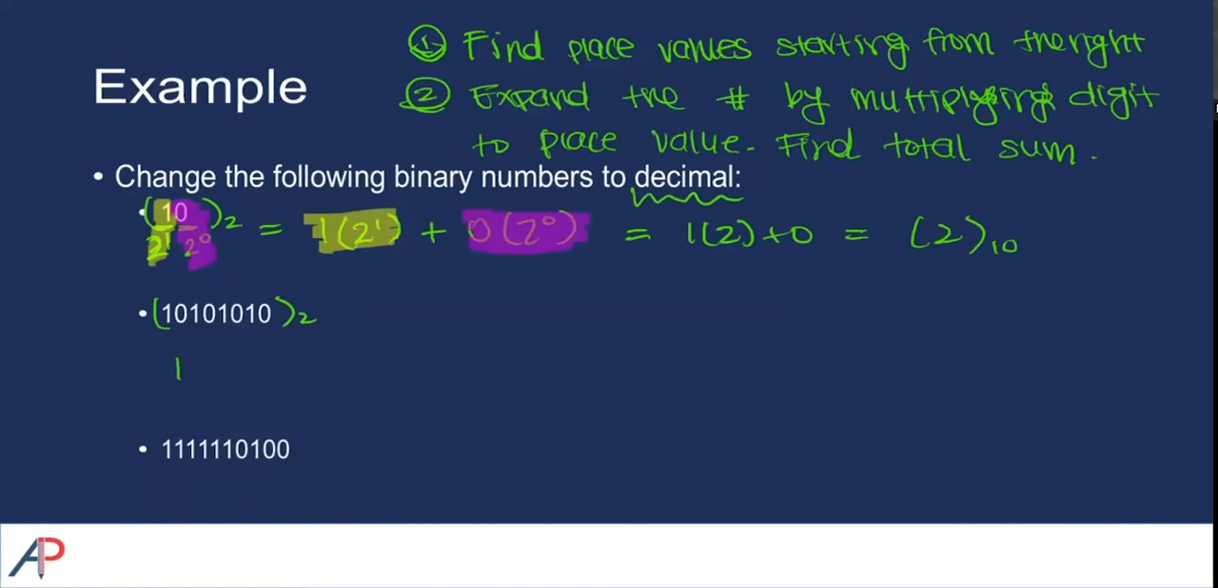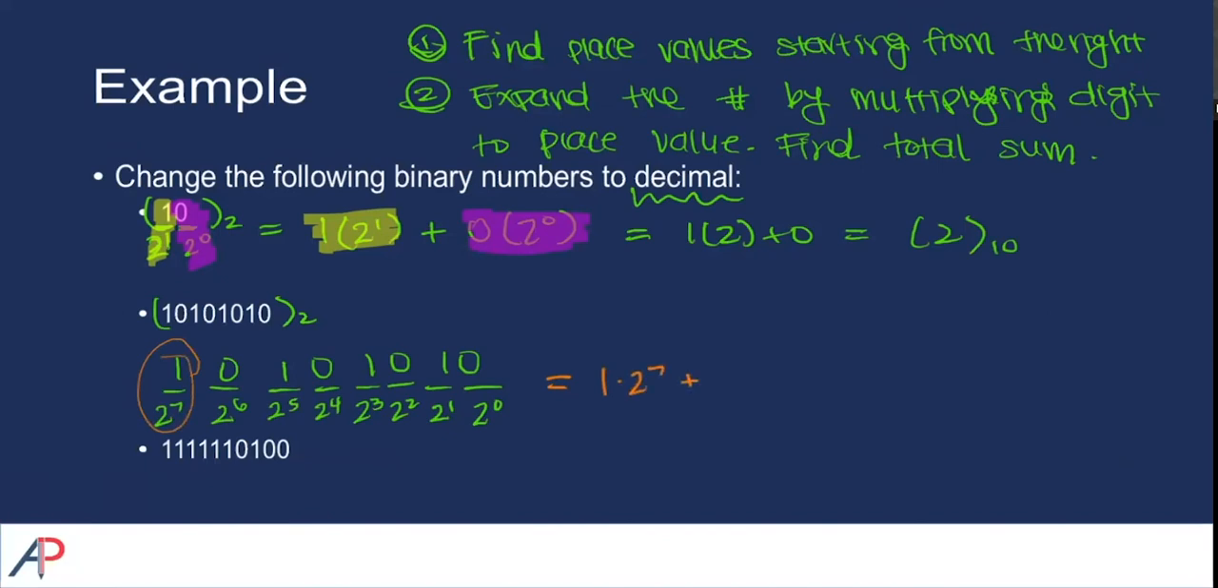When I rewrite my number, 1 0 1 0 1 0 1 0, start from the very right hand side and figure out the place values. This is 2 to the 0 power, 2 to the first power, 2 to the second power, 2 to the third power, 2 to the fourth power, 2 to the fifth power, 2 to the sixth power, and then 2 to the seventh power. Then we're going to expand the number by multiplying each digit by its place value and finding the total sum.